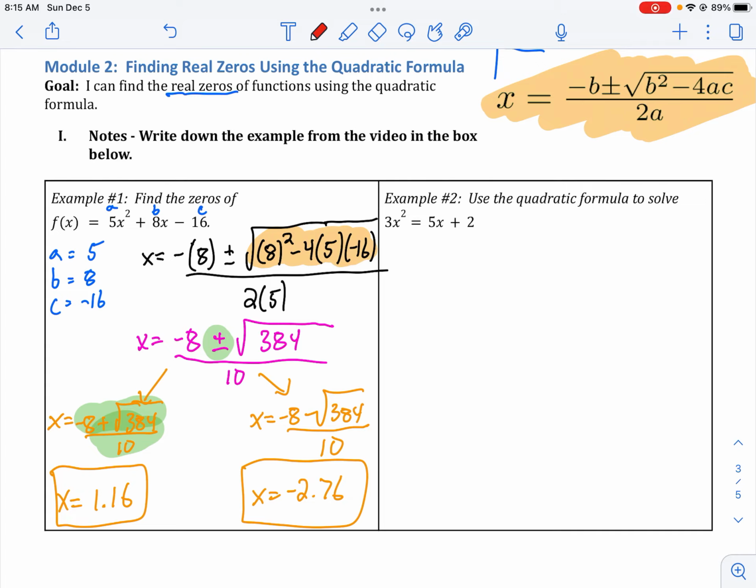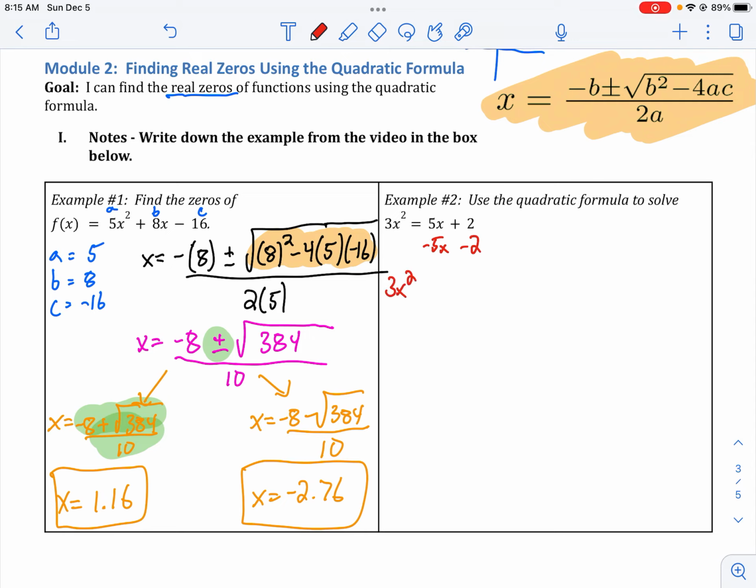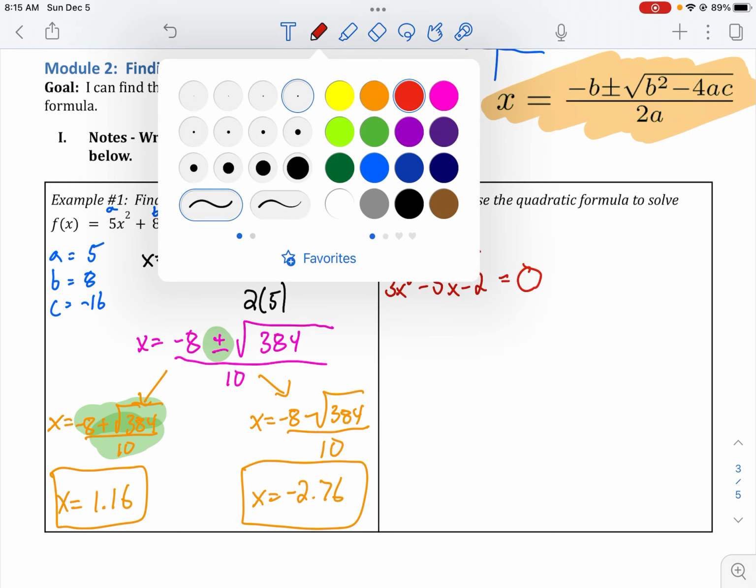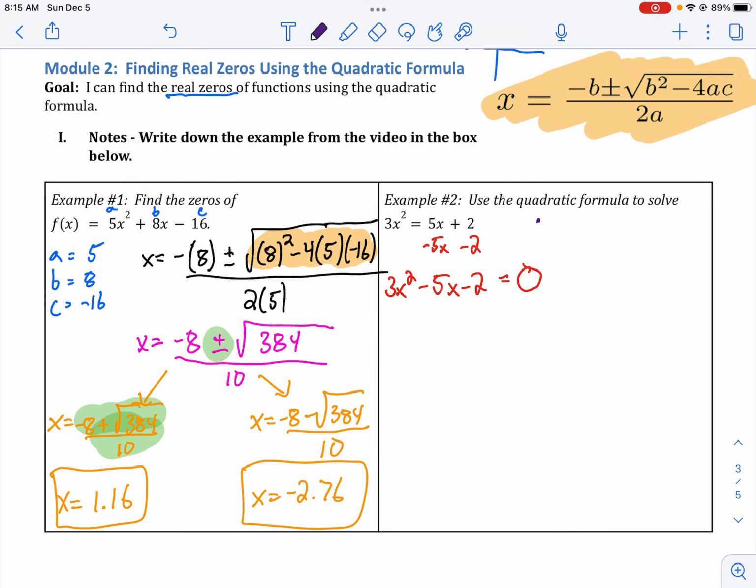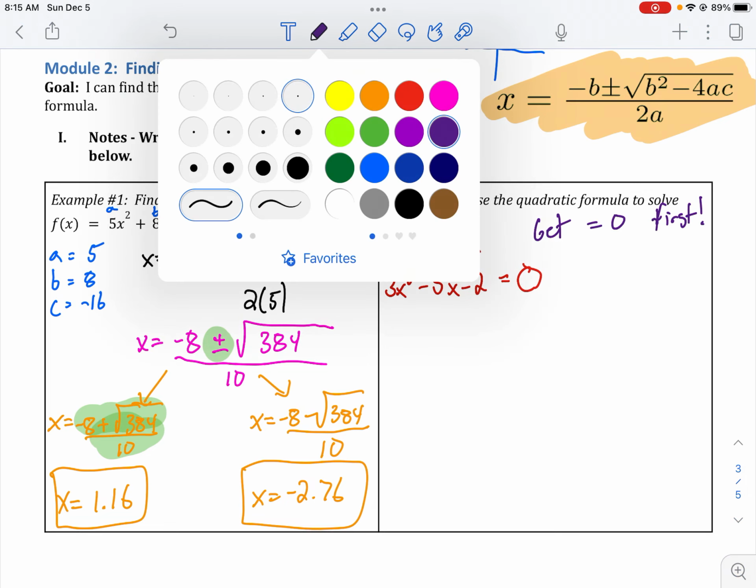Okay? So it doesn't matter which side you collect them on. I get in the habit of moving them all to the side where the x squared is. So I'm going to do minus 5x and minus 2. All right, so I get 3x squared minus 5x minus 2 equals 0. Okay? So I'm going to put that as a note somewhere on your packet. Say get equal to 0 first, because the formula does not work unless we have it equal to 0.